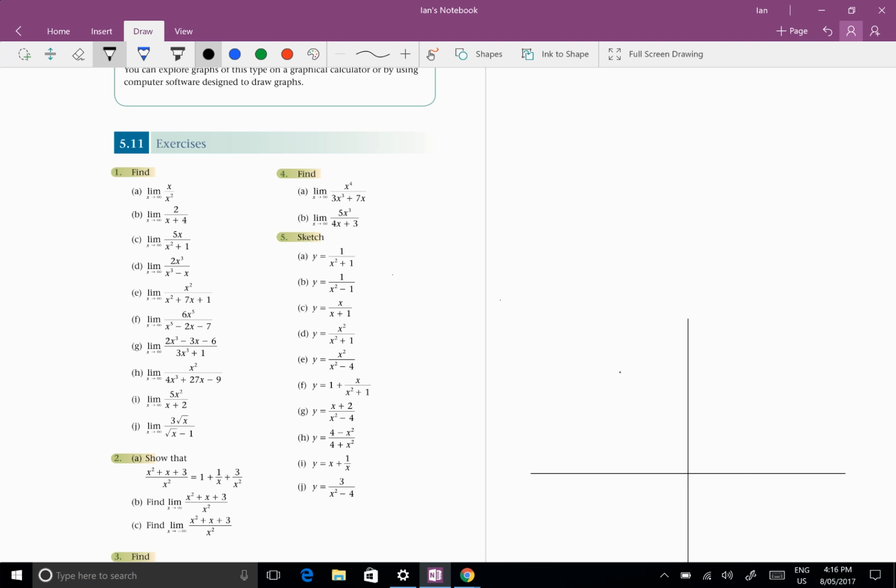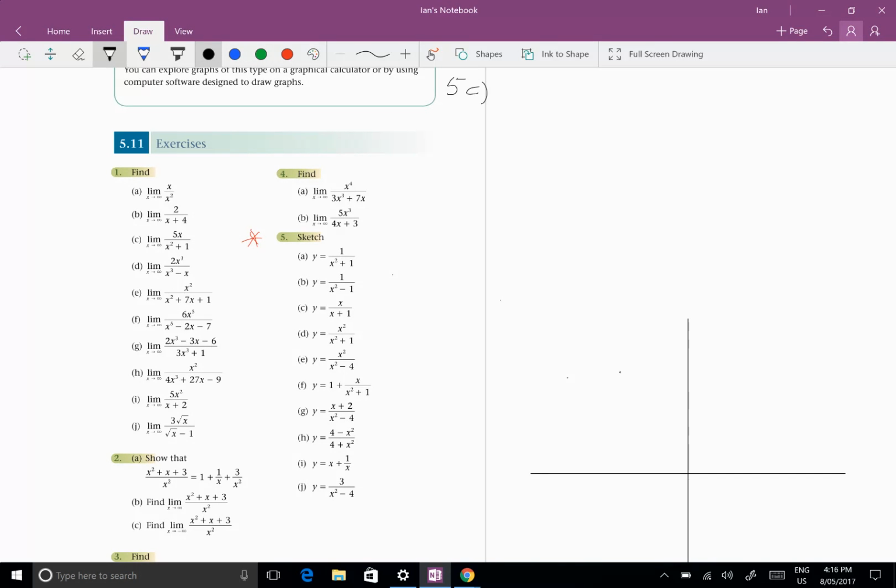Let's have a look at some of these questions from exercise 5.11, these curve sketching questions. Question 5. Today in class, we did questions 5A and 5B, so I'm going to do a couple more to give you a hand with them, to see if you can conquer these on your own, and we'll see how you go. So let's have a look at 5C.